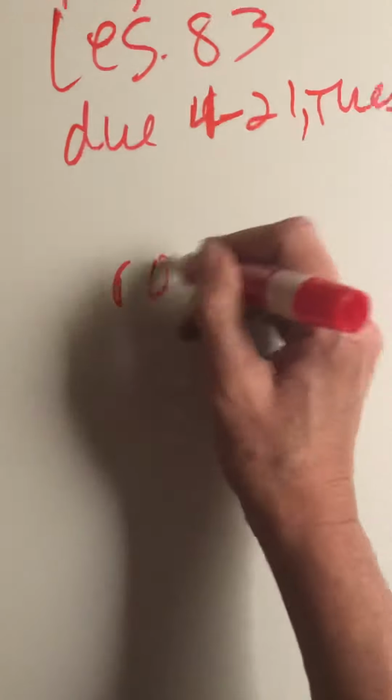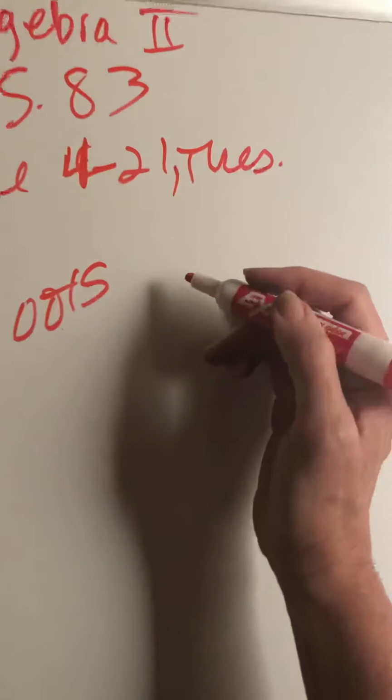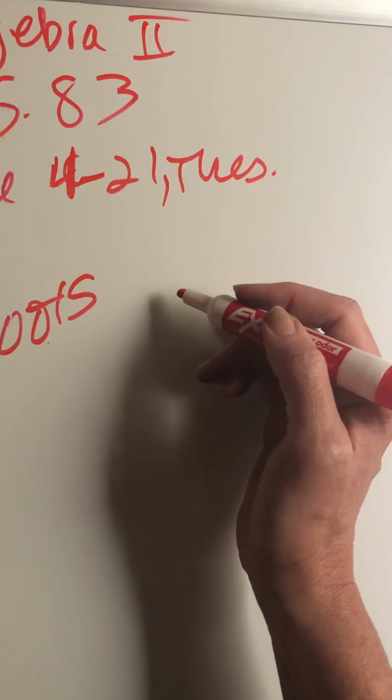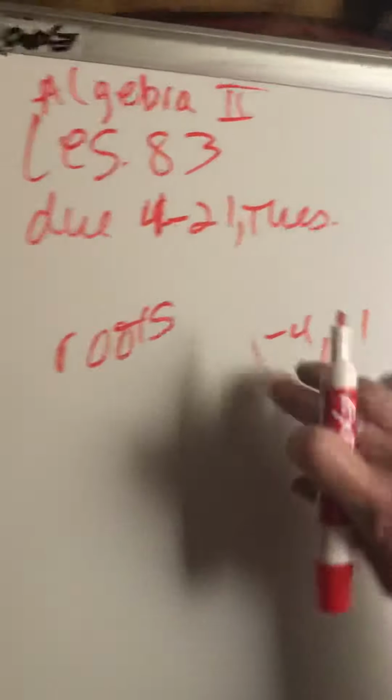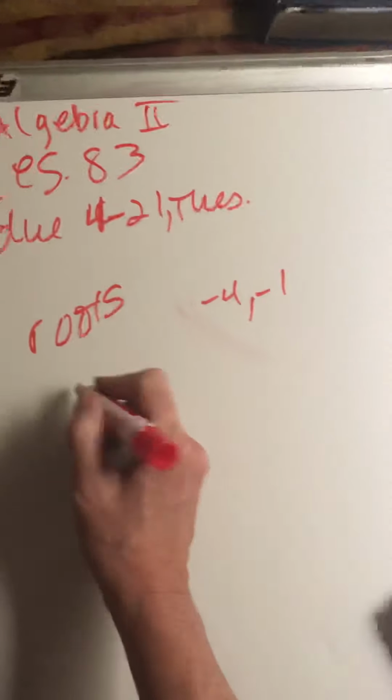Okay, so now my roots are, oh, I don't know, -4, -1. Those are my roots, -4, -1. I want 3 equations again.